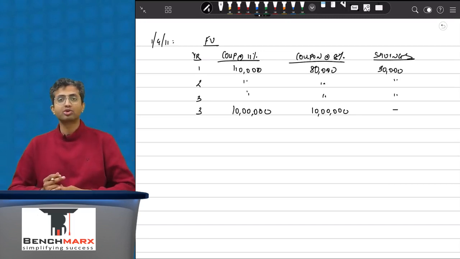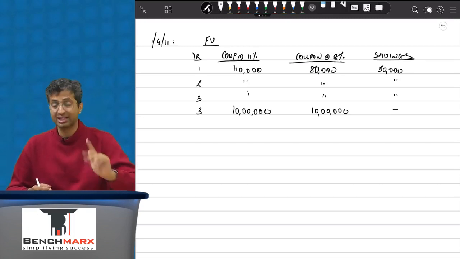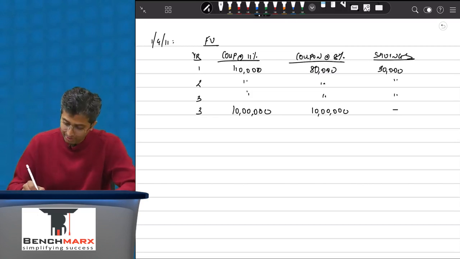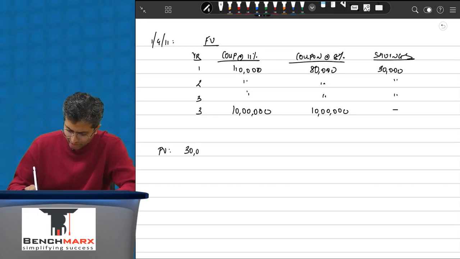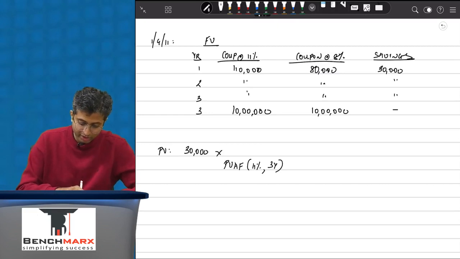So what is the opportunity cost for the person who is taking the loan? His ability to raise money is at 11%. 8% is for him because of the guarantee, but otherwise his ability to raise the money is at 11%. And hence if I were to find the present value, this is 30,000. You can even take each number separately, or you can take the PVAF at the rate 11%. That is his cost of funds for a period of 3 years. So this is 1 divided by 1.11, 1, 2, 3.